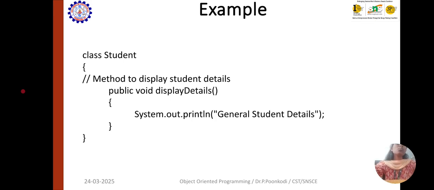Class structure: it has one parent class and two child classes in this example. The parent class is Student, which contains a method displayDetails that prints general student details. This is the base method that will be overridden. The first child class is GraduateStudent, which inherits from Student and overrides displayDetails to print graduate student details, research area and thesis title. The second child class is UndergraduateStudent, which also inherits from the superclass Student. It overrides displayDetails to print undergraduate student details, major and CGPA.